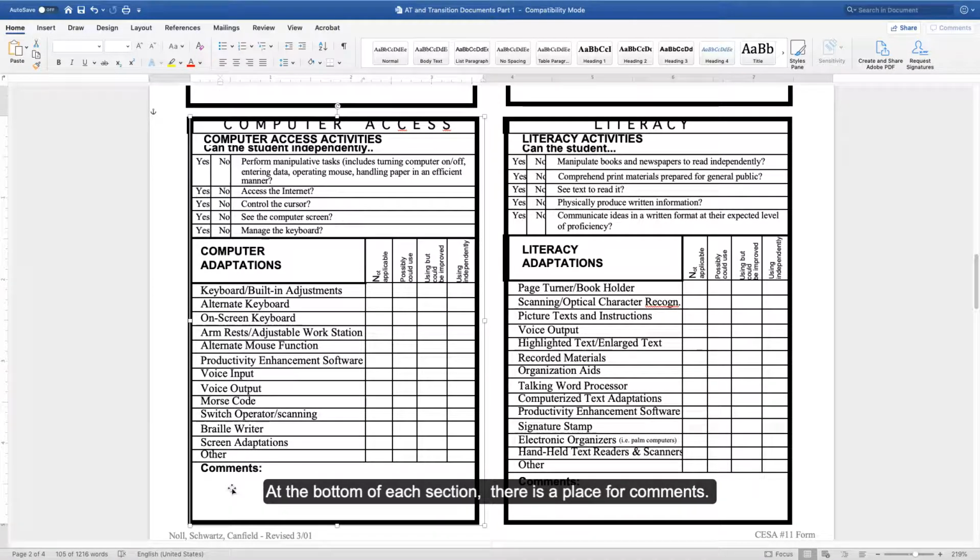At the bottom of each section, there is a place for comments. If there is an adaptation or a barrier that could be present, this would be a great place to write it in for each of the different sections. This concludes the AT protocol for transition planning.